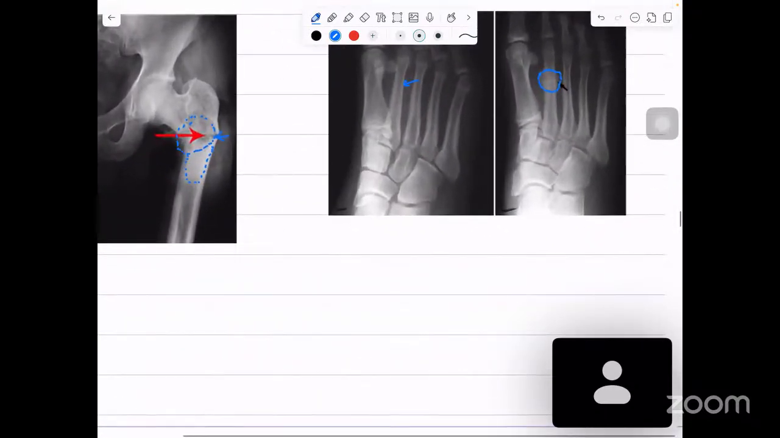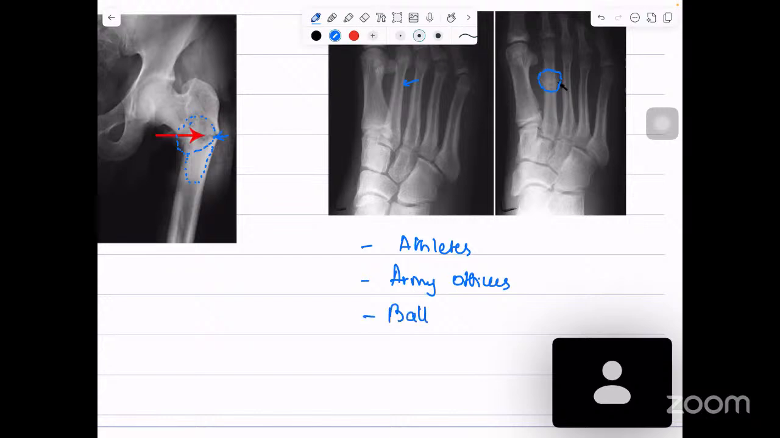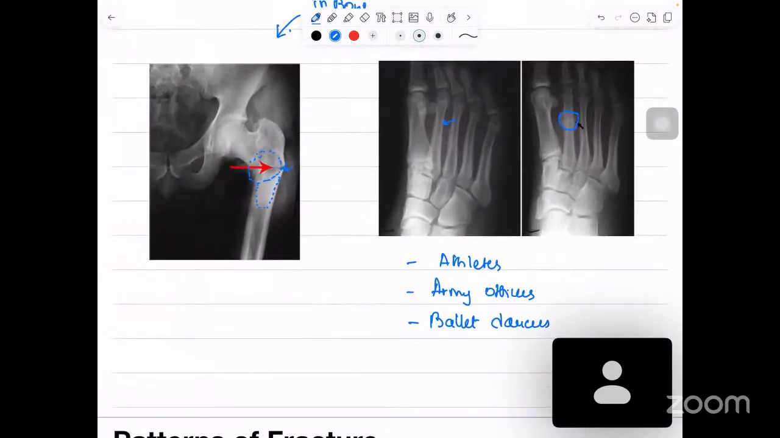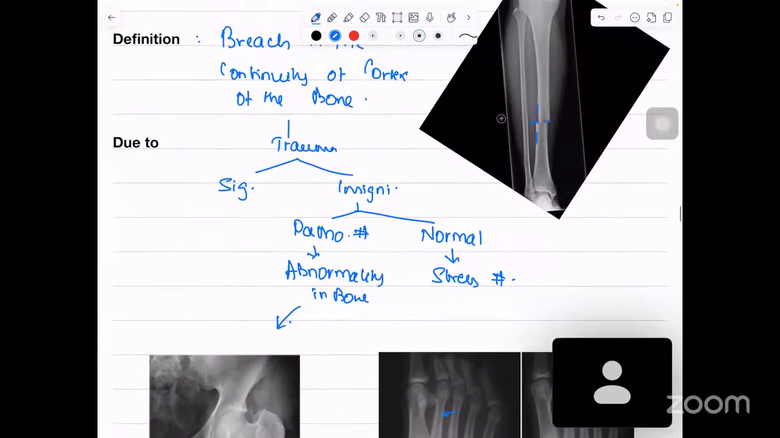Stress fracture யாருக்கு ரொம்ப காமனா வரும் அப்படின்னு பாத்தீங்கன்னா athletes, army professionals, army officers, not professionals, army officers, ballet dancers. Not exactly ballet dancers, all dancers, but ballet dancers are more prone to get stress fracture, okay. So இதுதான் pathological fracture, stress fracture.